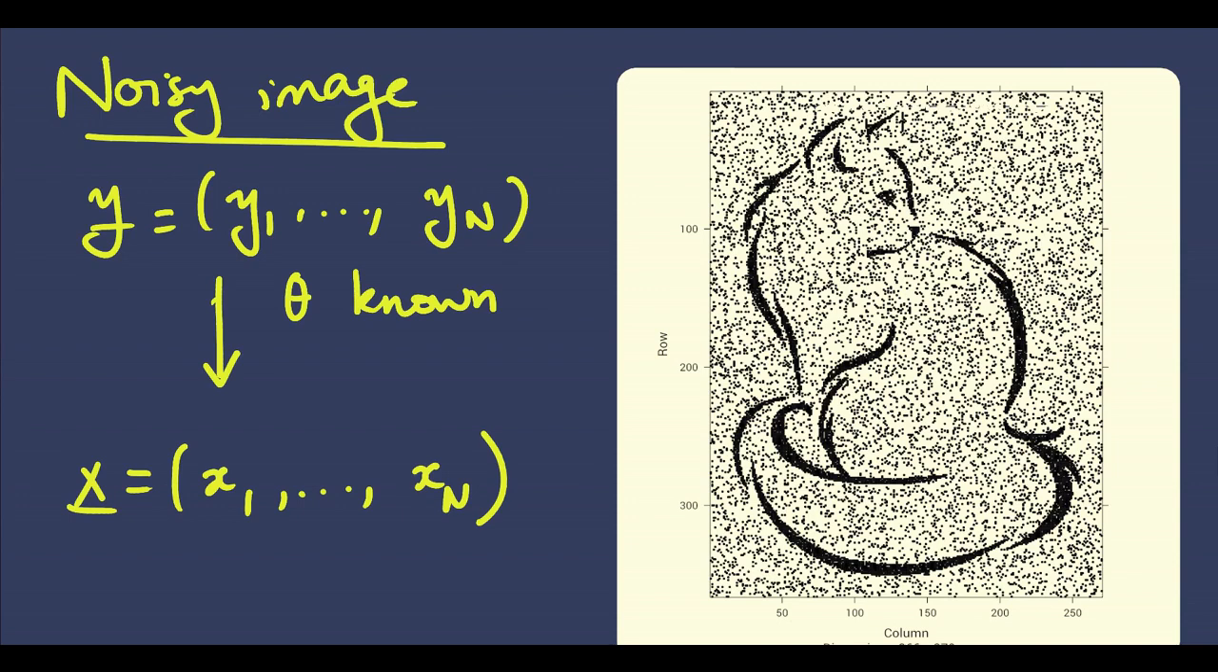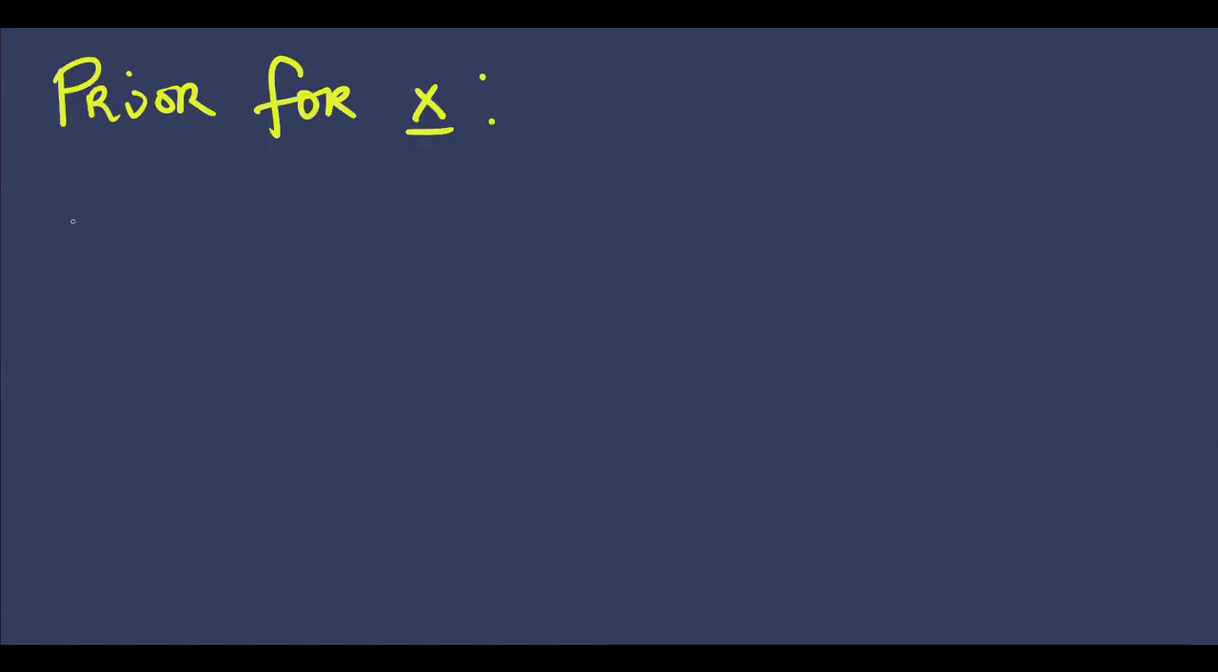Then for y, well, how do we get from x to y? We can write down the distribution of a pixel conditional on if we knew what the true value of the pixel was. So this is very like the top level of a hidden Markov model, where we have y given x. Y's are independently distributed given the x's, and of course theta will come into that. Okay, so let's just begin by writing down the prior for x.